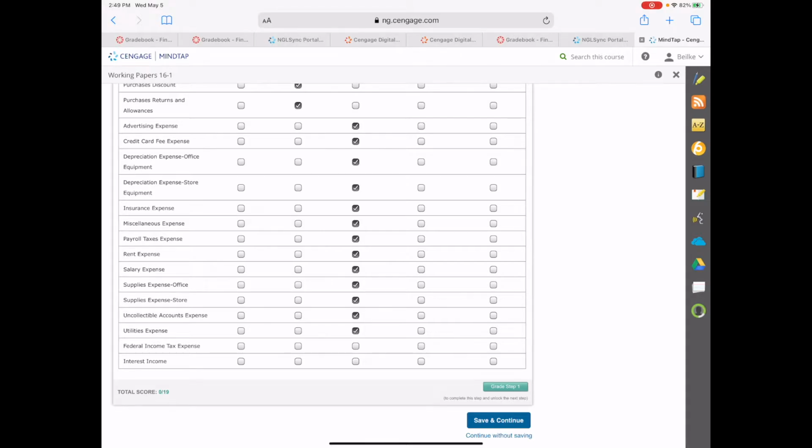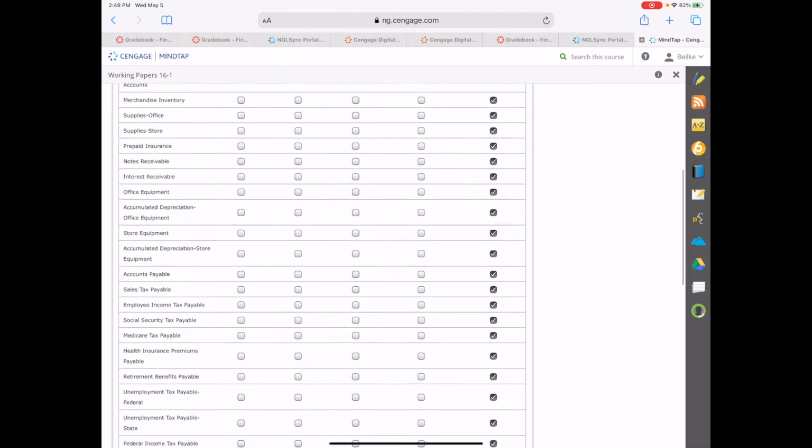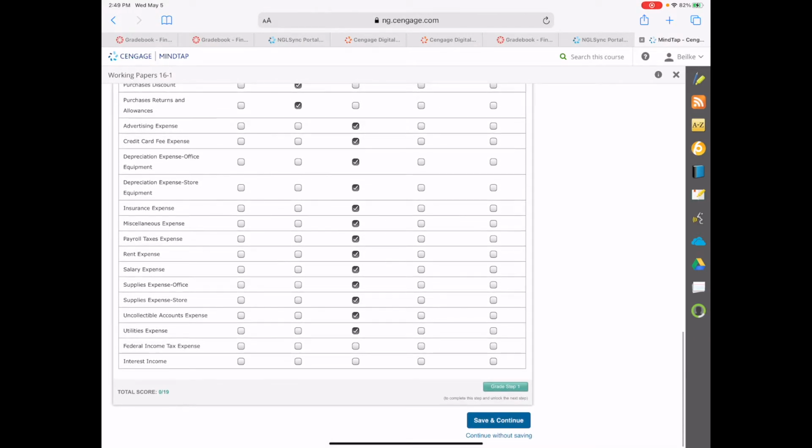Okay, those are our operating expenses. Then the fourth column, unrelated to normal operations, that is where your interest income and your federal income tax expense falls into.